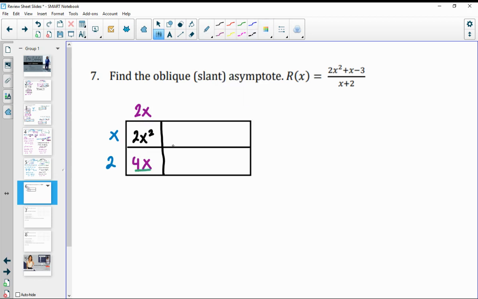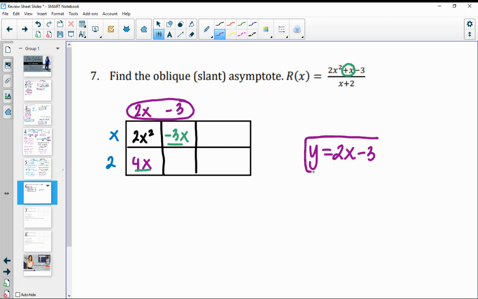Then you know that this term and this term are like terms, and they need to equal the x term here. So 4x plus negative 3x would give us 1x. So then that will help us figure out this top one. X times negative 3 gives us that 3x. Now the rest of this is just going to give us a remainder, and we don't care about the remainder because this is our end behavior or oblique asymptote. So just y equals 2x minus 3. And remember, it's the equation of a line, so you got to make sure that you have y equals whatever you get up there.